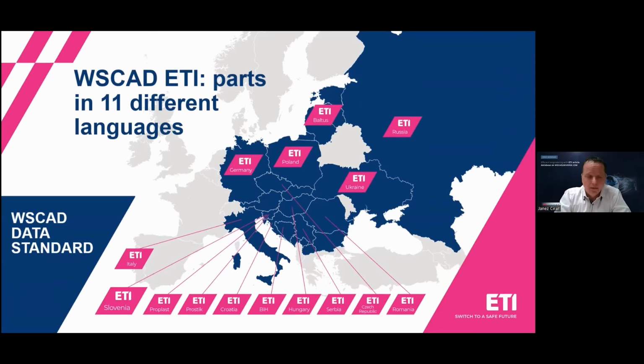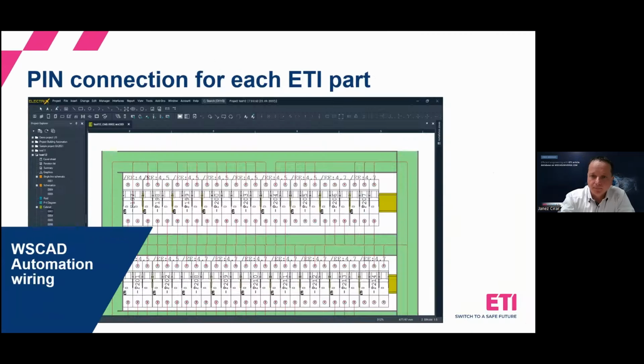WSCAD ETI parts. ETI have made, together with XR80, parts in 11 different languages. Why? Because of our subsidiaries. We are thinking of our subsidiaries. We are thinking of other people, other languages. So we made data in 11 different languages. Each part of our product has pin connections in WSCAD. This is for WSCAD automation wiring. Why? To shorten designer time.